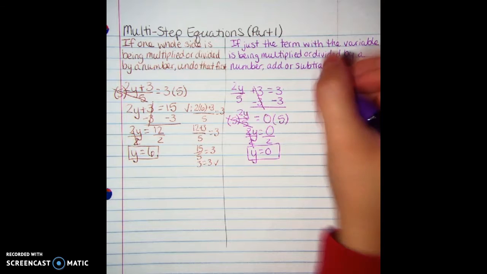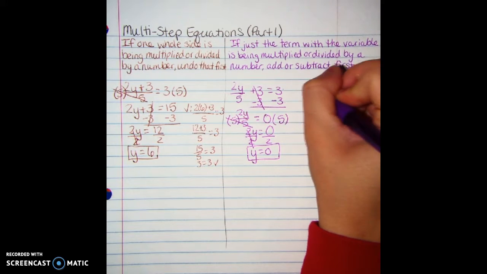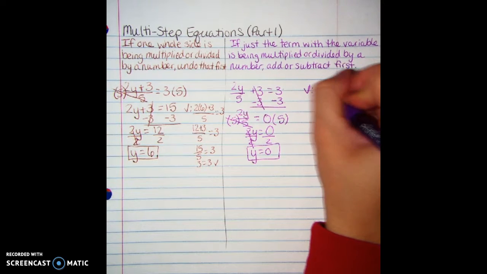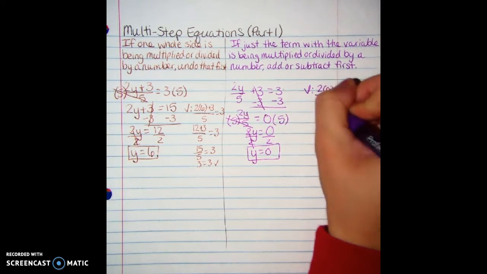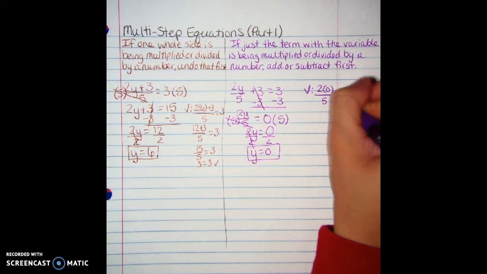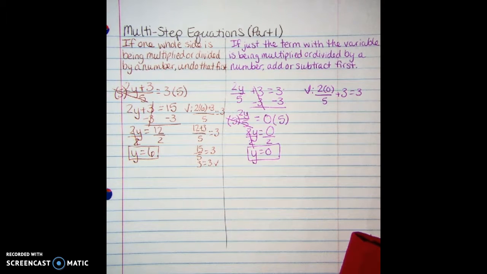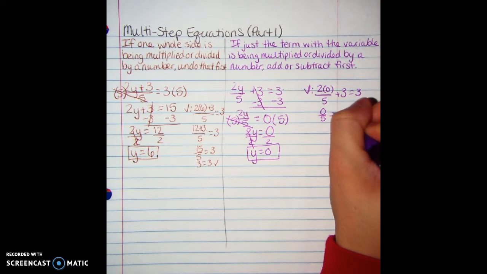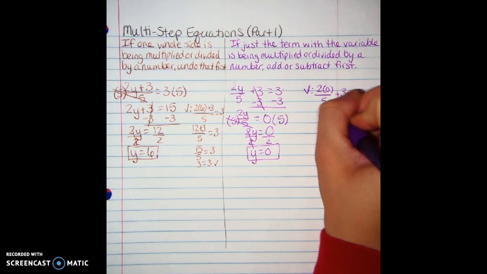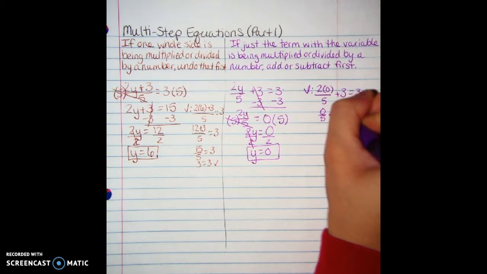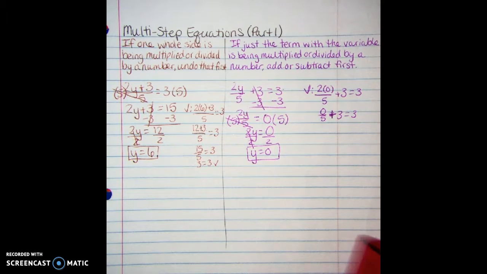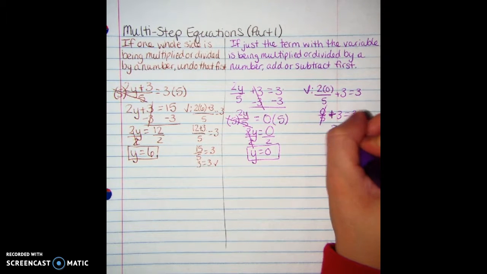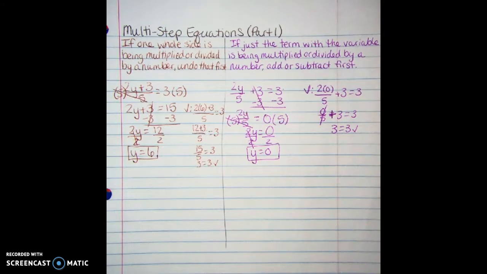Okay, let's check our answer. Let's see, 2 times 0 divided by 5 plus 3 equals 3. 2 times 0 is 0, so 0 divided by 5, whoops, that should be plus 3 equals 3. 0 divided by 5 is 0, so that's gone. That leaves me with 3 equals 3. So that one's good.